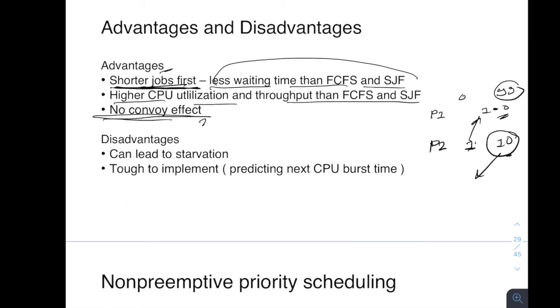Now of course the disadvantage is that this can also lead to starvation, as you can see. If a process has a very high burst time, it may keep on waiting for the CPU. It's tough to implement, again similar to SJF. Predicting the next burst time is not quite easy.